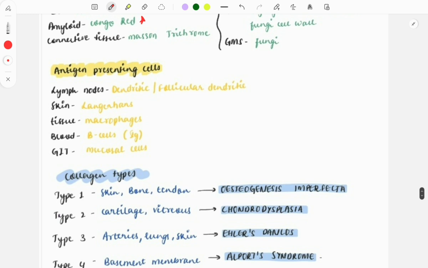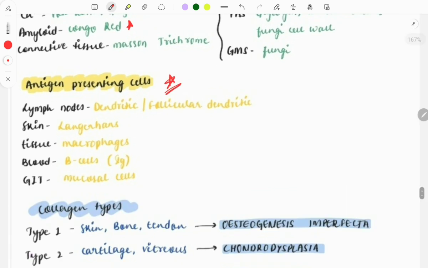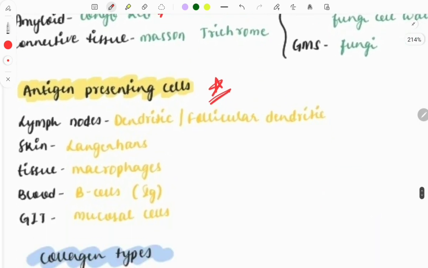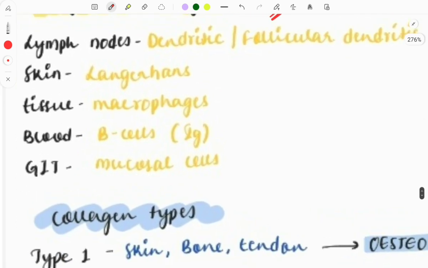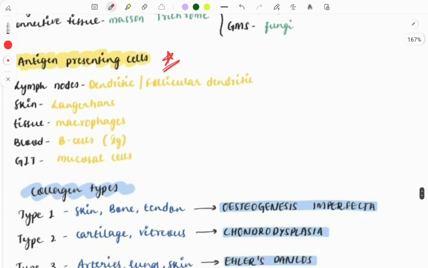Then antigen presenting cells, so this is also important. And the questions are asked on specialized antigen presenting cells. Like for lymph node, it is the dendritic cells which act as an APC. Then for skin, Langerhans cells; tissues, macrophages; blood, B cells; and GIT, mucosal cells.